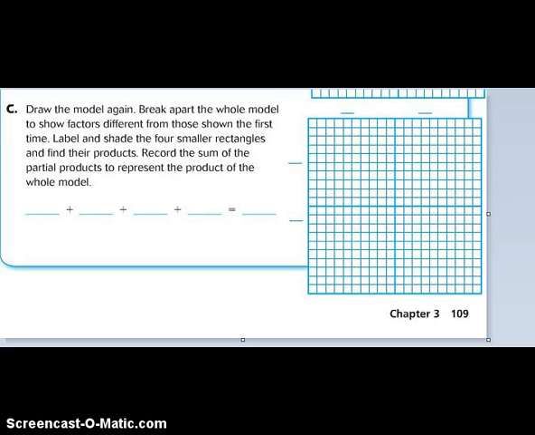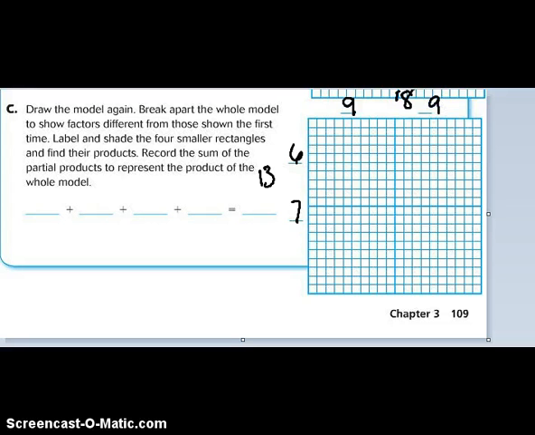Let's draw the model again, and this time we're going to break apart the whole model to show factors different from those shown the first time. Label and shade the 4 smaller rectangles to find their products. Record the sum and the partial products to represent the product of the whole model. So basically what that means is we're going to try that again using different numbers. We still have 13 times 18. Well, instead of doing 10 plus 3, why don't we try 6 plus 7, and 9 plus 9.